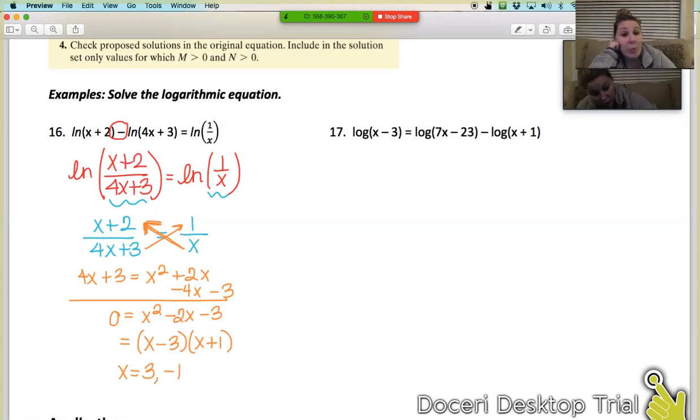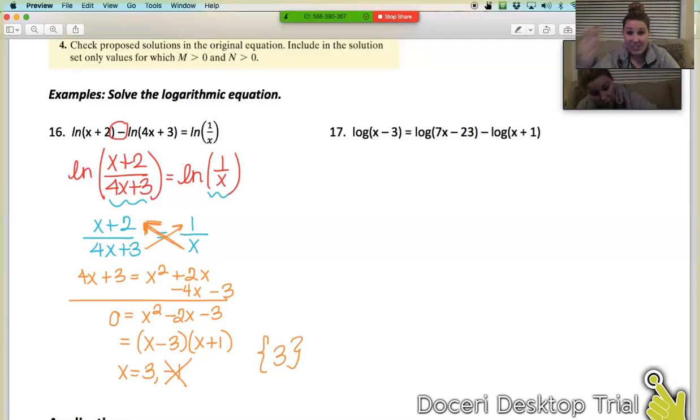And now we need to go back to our logarithms and make sure that works. So we got to check x plus 2. 3 plus 2 is 5. That's good. 4 times 3 plus 3, that's positive. And 1 over 3, that's positive. So 3's in. Negative 1 is not going to work. It'll work on the left-hand side. Negative 1 plus 2, that's positive. But here, negative 4 plus 3, not going to work. So negative 1 is out. So that means our only solution is positive 3. And so that's where we go from there.